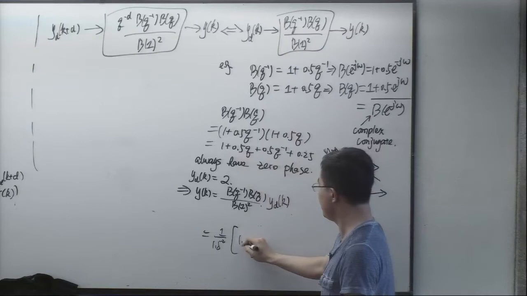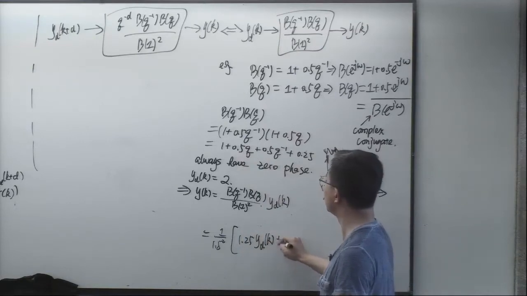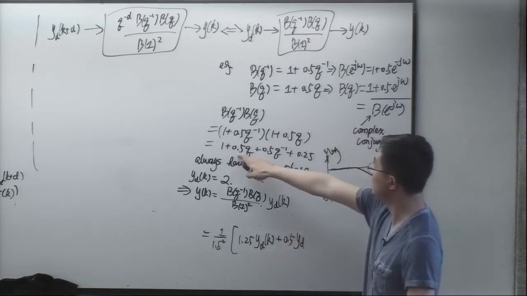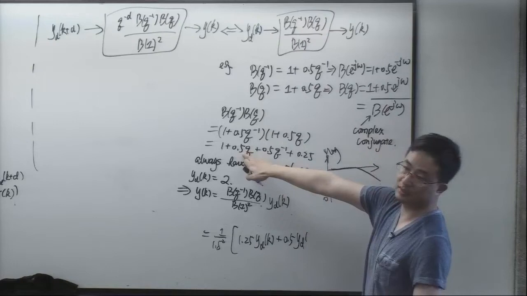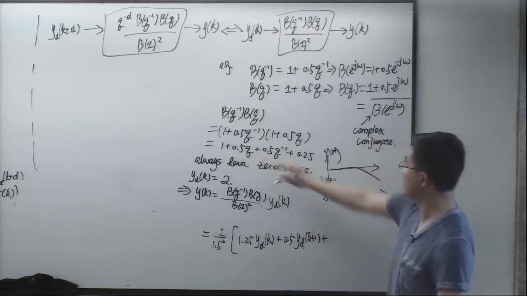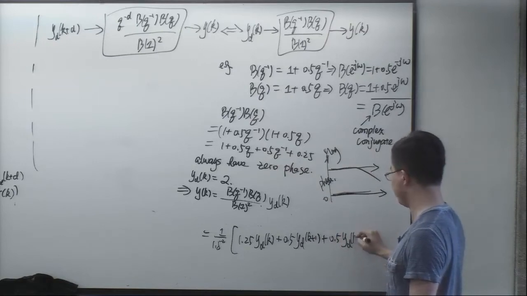1.25 Y D K plus 0.5 Y D. This is one step advance, K plus 1, and plus 0.5, one step delay.